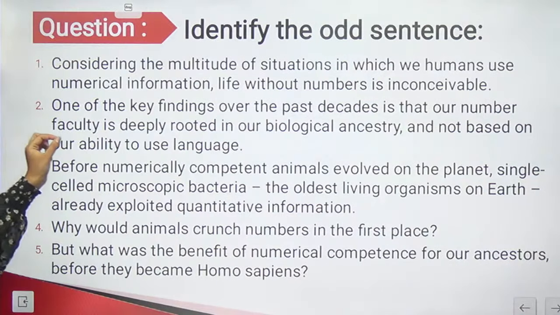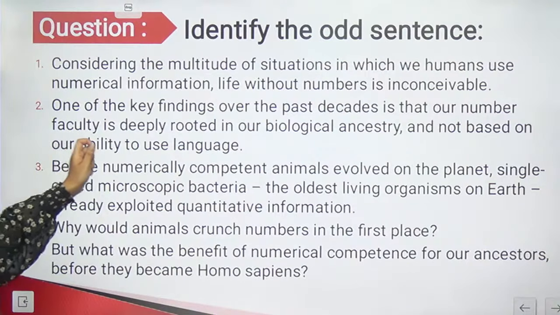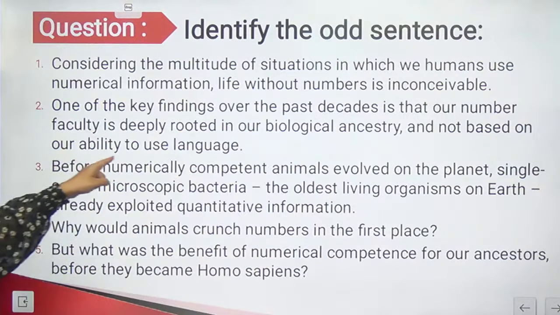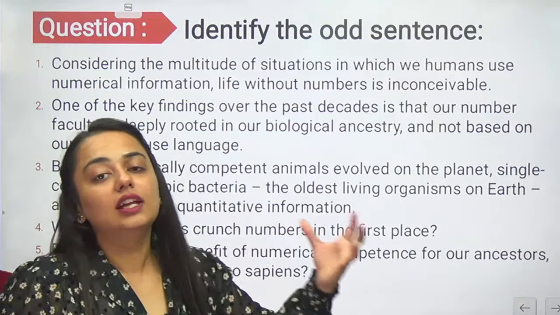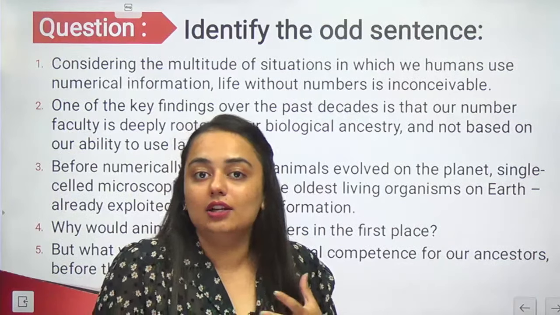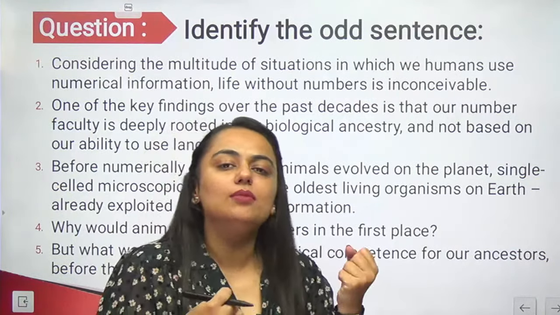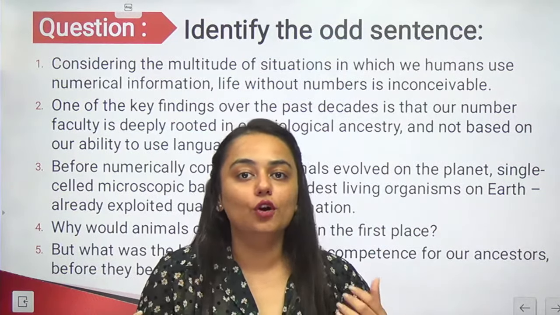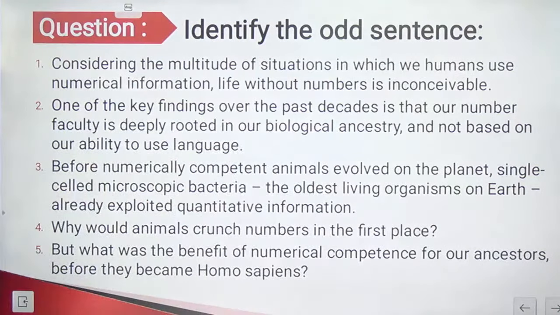One of the key findings over the past decades is that our number faculty is deeply rooted in our biological ancestry and not based on our ability to use language. Again, they are talking about numbers, they are relating it to human ancestry, and they are saying that humans have been using numbers or number operations from time immemorial, even without knowing it, even without consciously going for the quantitative math that we know today. So somehow number has always been getting along.